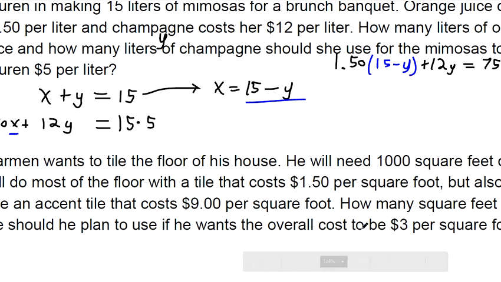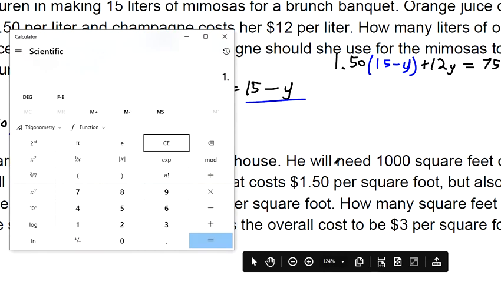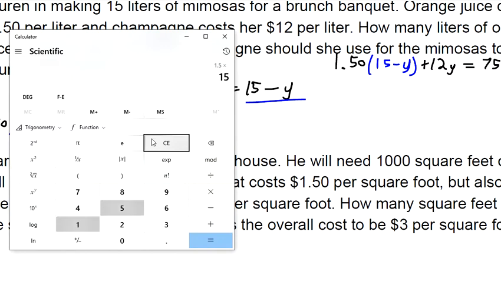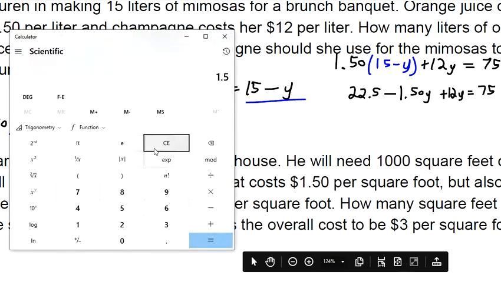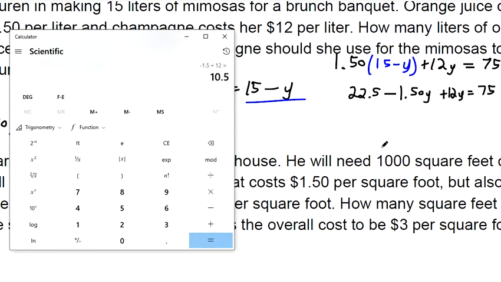Okay, so this is what we've done before. Distribute the 1.5. You've got to multiply that to everything inside the parentheses. Oops, I typed an extra 0 there. Makes 22.5. And then 1.5 times y makes 1.50y. And then we're getting closer. These can combine, right? This is like a negative 1.5y. So you can plug that in straight as you see it in the calculator, plus the 12y. That makes 10.5y.